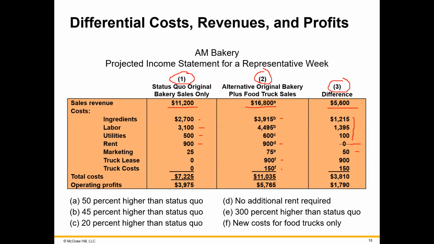So we expect to see an increase in sales revenue of $5,600. We also expect total costs to increase by $3,810. So altogether, we expect profits to increase by $1,790. Altogether, that looks like a good thing. So it looks like adding the food truck would be a wise decision.